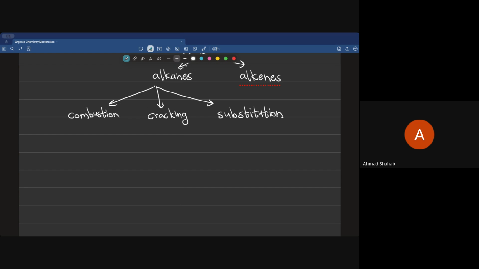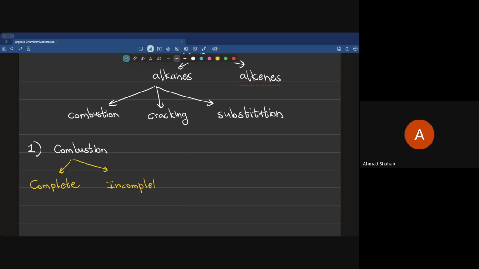अच्छा जी, so let's discuss number one. Let's discuss combustion. अच्छा जी, all right. So combustion is further divided into two types, and one is complete combustion, ठीक है, and the other is incomplete combustion.